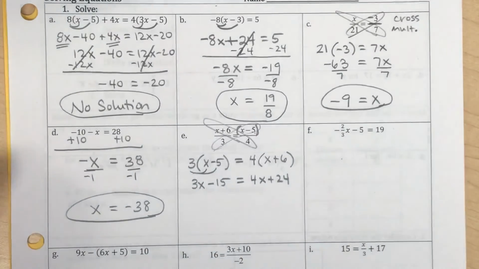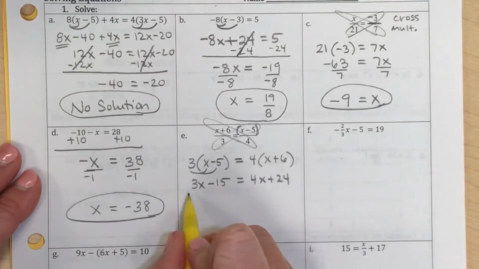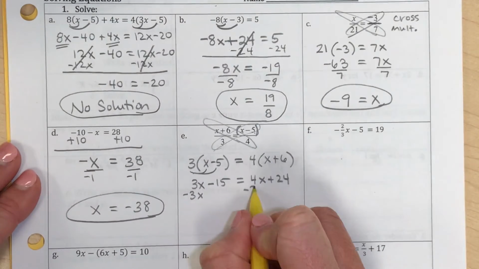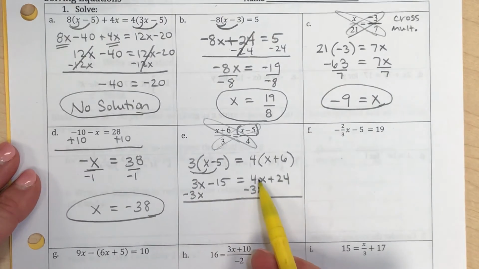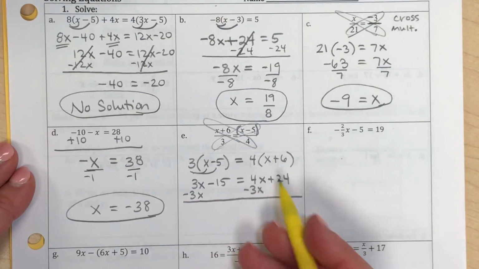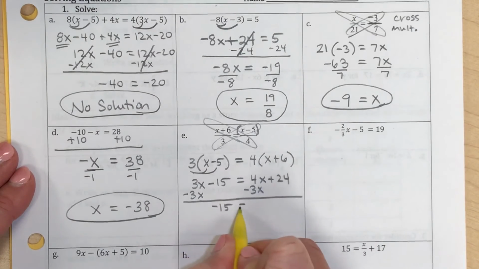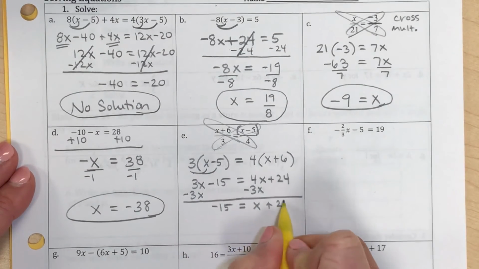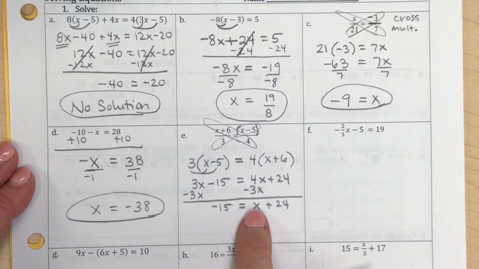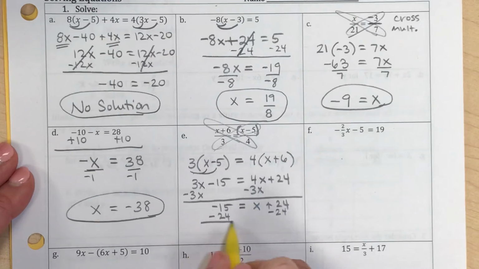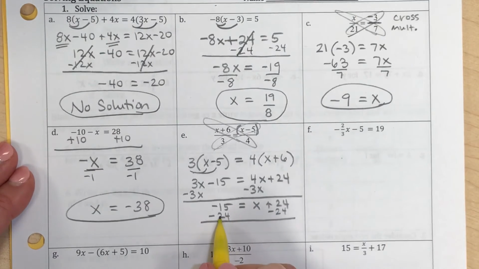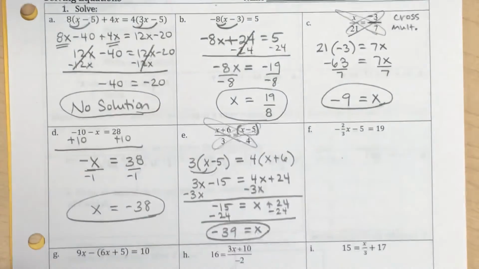Okay, now that I have letters on both sides, I'm going to move the smaller coefficient of my variable term over. So since 3 is smaller than 4, I'm going to move my 3x over to this side. So I'll have negative 15 is now equal to x plus 24. So now that my x's are on the right side, that means my numbers have to go on the other side. So I'm going to subtract 24 over. And if I take negative 24 and I subtract 15, I'm going to get negative 39. And that is your solution for x.